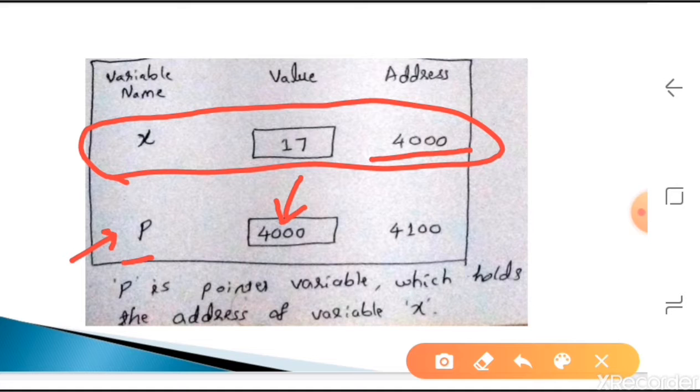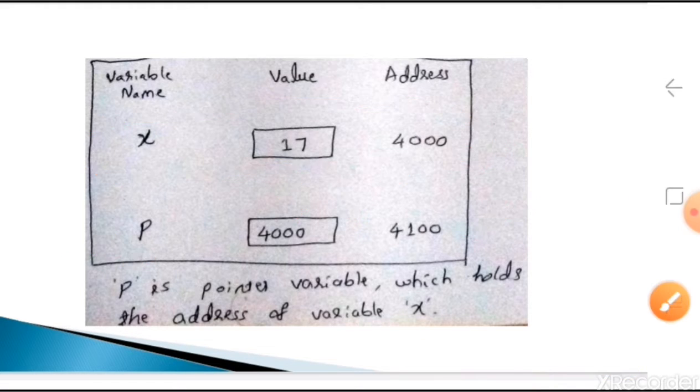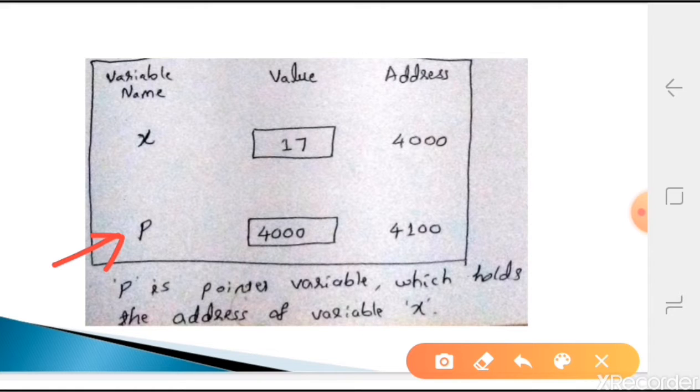Whenever I created variable p, it also has some memory location. Consider, randomly, somewhere 4100 it's created, and in that memory location we are storing this value. So now p, the variable, is holding the address of another variable. Which variable? The x variable. So now I will call p a pointer.